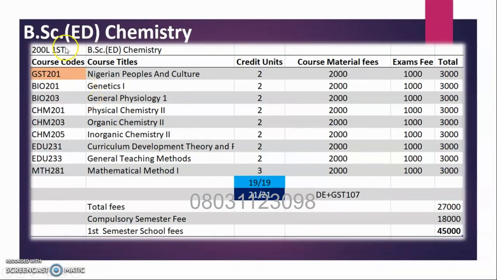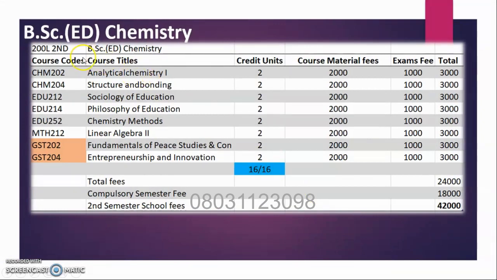Then 200 level first semester. These are your courses. All of them are required. If you are a direct entry student, you are expected to pick GST 107 from 100 level and add it to your 19 credit units here. You'll be having 21. You'll be carrying 21 instead of the 19 the others are carrying. So anyway, that's how it works. And here there's an error. Instead of 2,500, I wrote 2,000. So you'll be adding 500 to the total fee. You can see your total fee here, 45,000. Add 500 to it. That would be your first semester 200 level school fee.